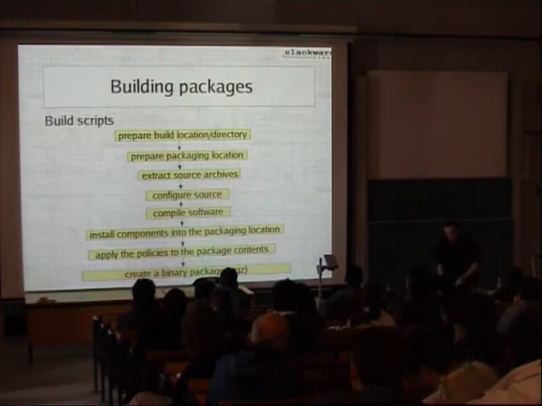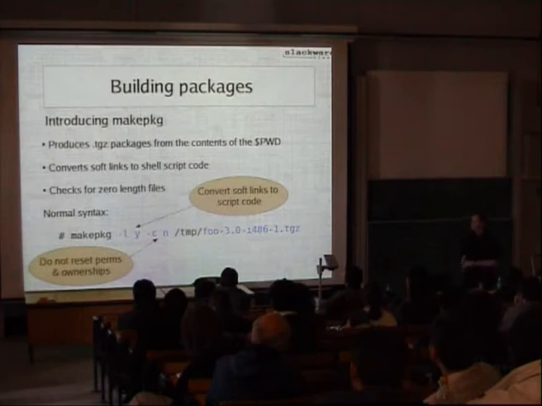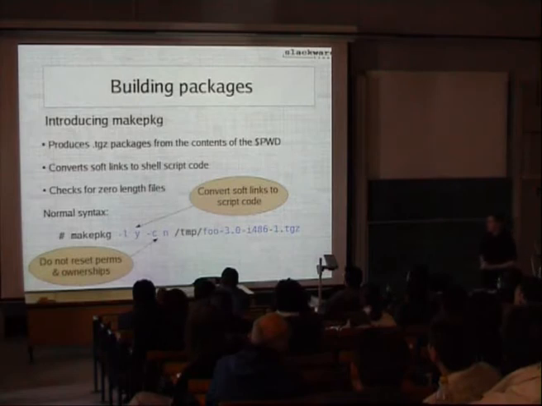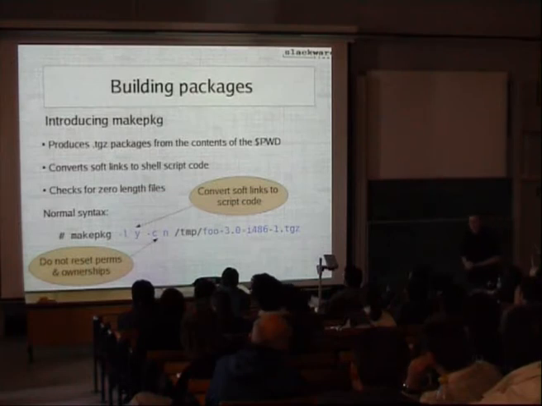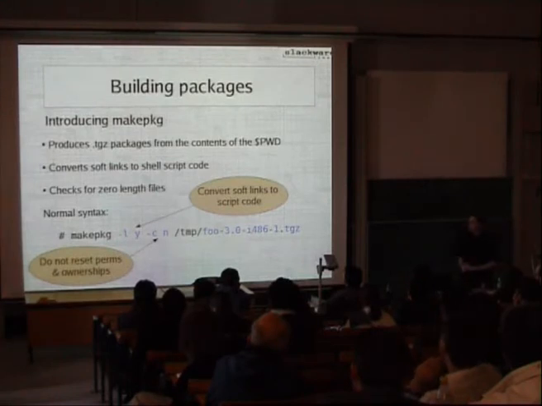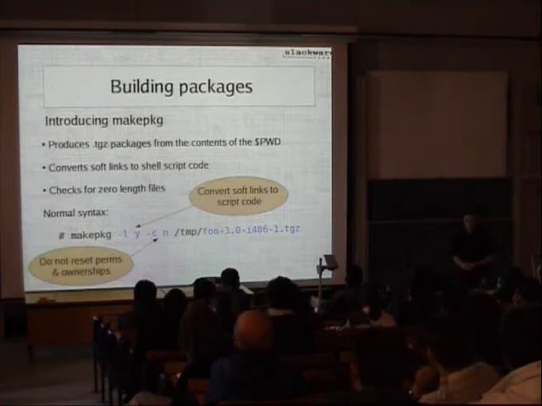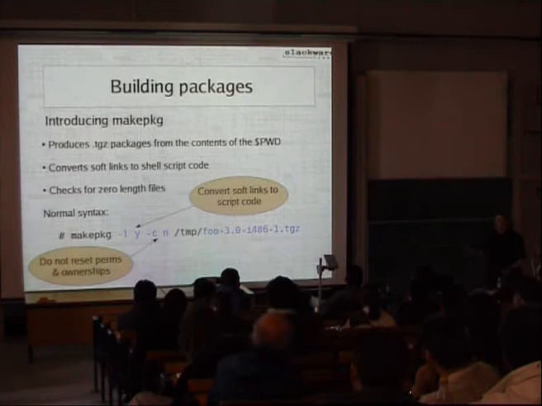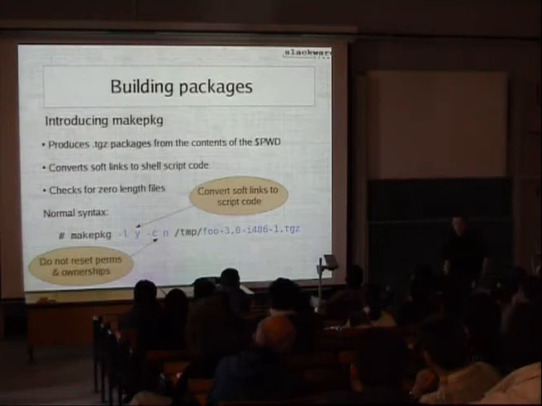So, before moving on, we'll have to look at makepkg. This is a program that actually produces the .tgz file, the gzip archives. makepkg produces the tgz from the contents of the present working directory. makepkg converts soft links into shell script code, which will go into the install script. It does a rudimentary check for zero files as well, so it will highlight any files it finds. Although bear in mind that it's just a highlighter, it doesn't matter if you've got zero files. Obviously some zero files are there as placeholders.